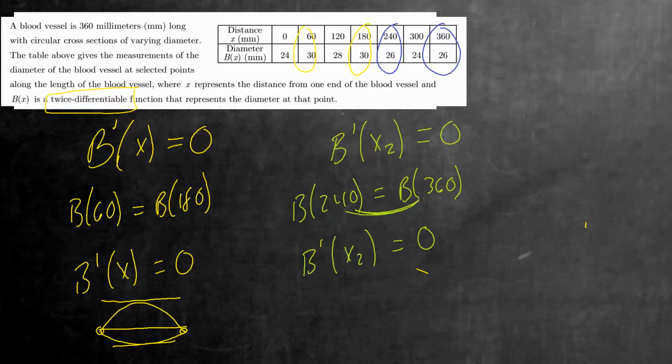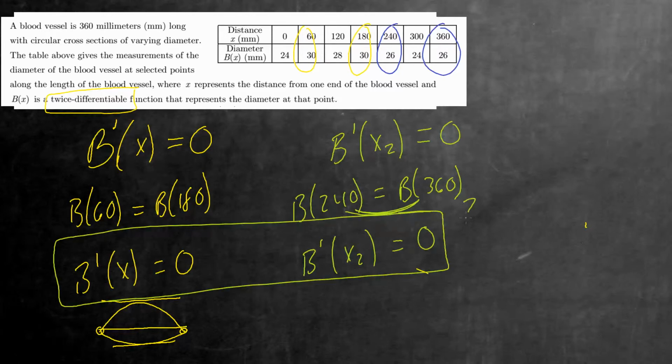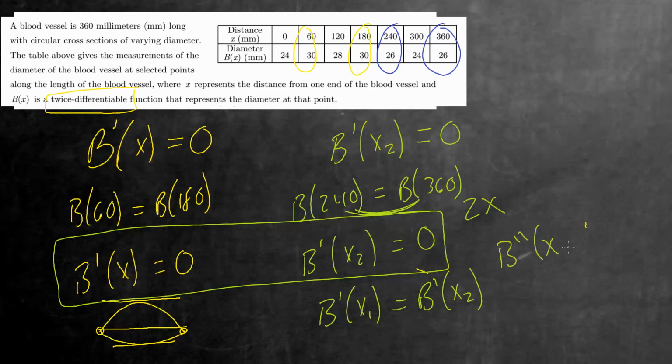So now I hope you see what we've done. We've said because b prime of x equals 0 two times, meaning b prime of x1 equals b prime of x2, by the mean value theorem, b double prime somewhere in between x1 and x2 has to equal 0. That is some awesome justification. Go calculus.